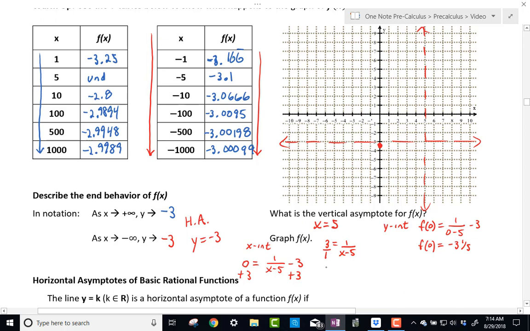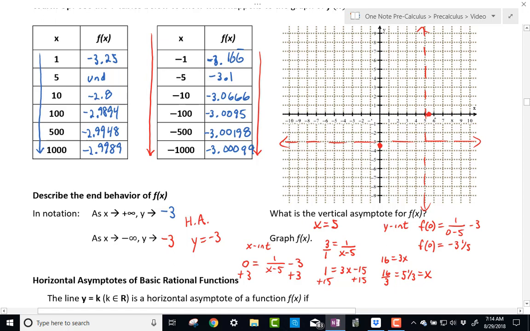1 times 1 is 1. 3 times x minus 5 is 3x minus 15. We'll go ahead and add 15 to both sides. So now we have 16 equal to 3x. And if we divide out the 3, we get 16/3, which is equal to 5 1/3, which is my x-intercept. So my x-intercept turns out to be right over here, right on the right side of my vertical asymptote.